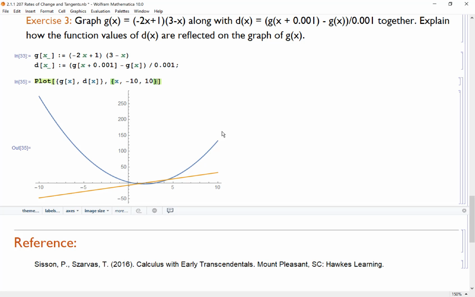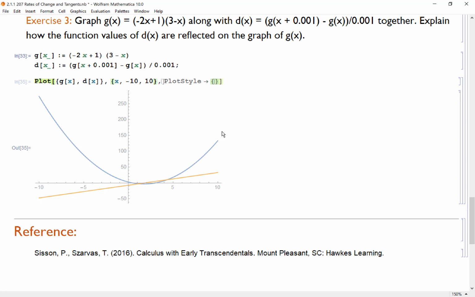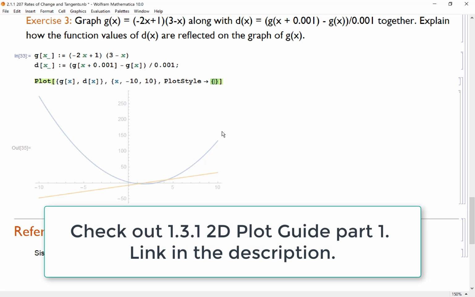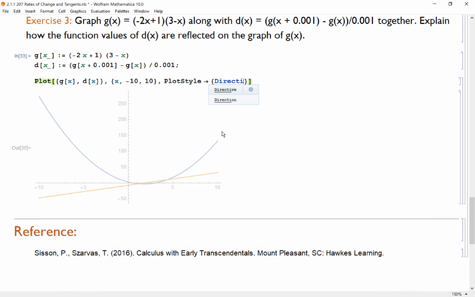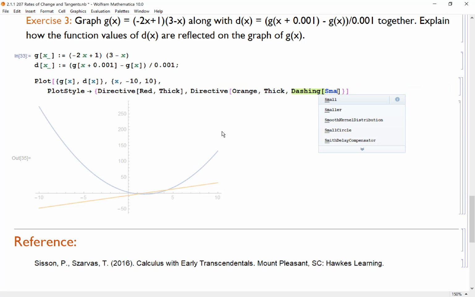Now I'm going to add a few things just to make it look more appealing. PlotStyle changes colors and thickness and things like that. And because I have two functions, I need to list them out. So I'm going to use Directive. This would be for the first function, and Directive again, this would be for the second one. So for the first one, let's make it red and thick. And for the second one, how about orange and thick again. And we can make the dashing small.